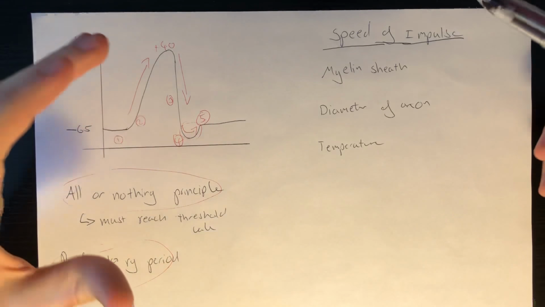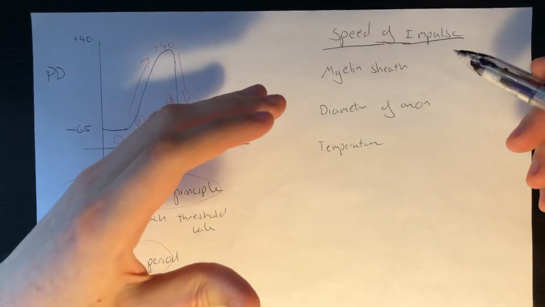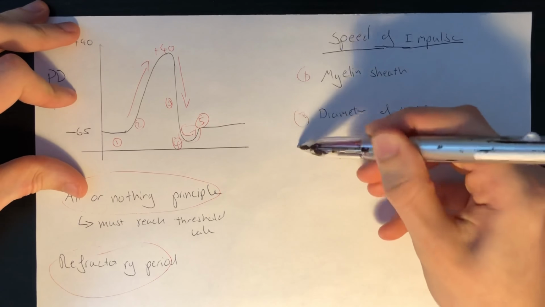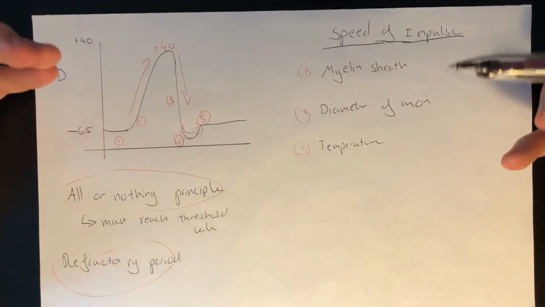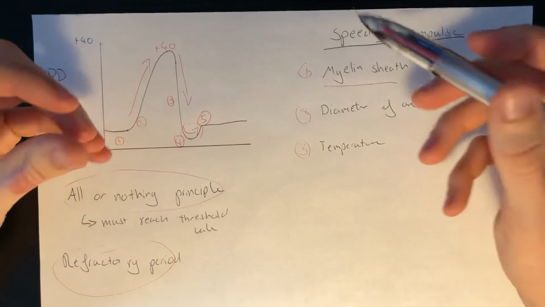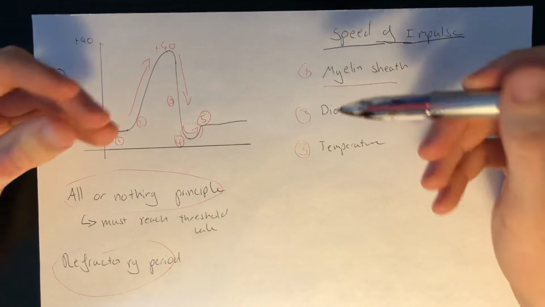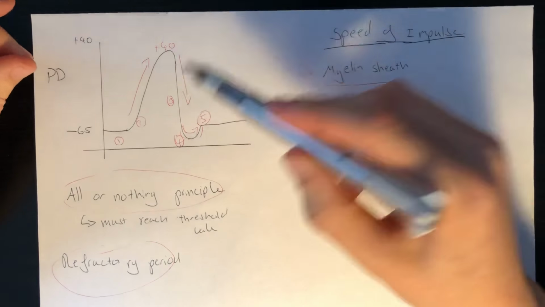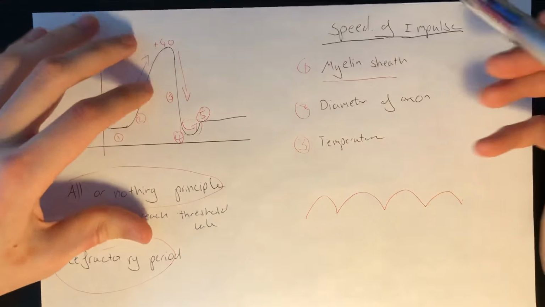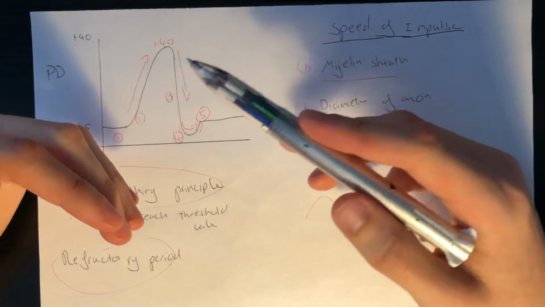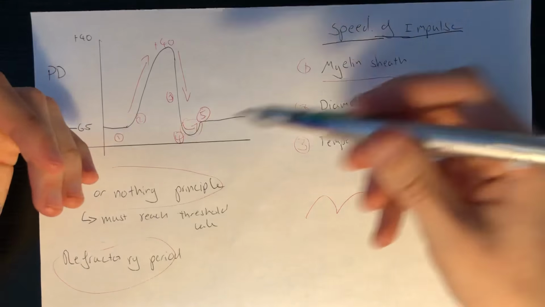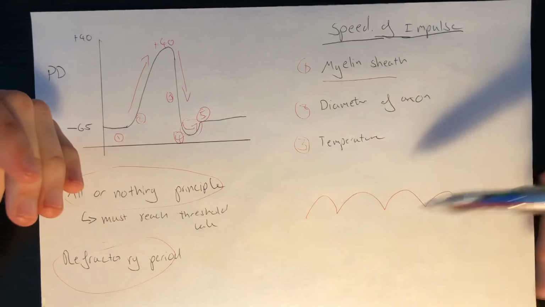So there's also something to do with the speed of the impulse, which is the final thing I'm going to talk about. There are three main ways you can look at the speed of an impulse: increase the speed or decrease the speed. And that's a myelin sheath. So you have the myelin sheaths, and then you have the nodes of Ranvier, and it allows saltatory conduction. So the impulse jumps between each node, and so that decreases the amount of axon membrane that has to be polarized as the nerve impulse goes down, so it increases the speed of it.